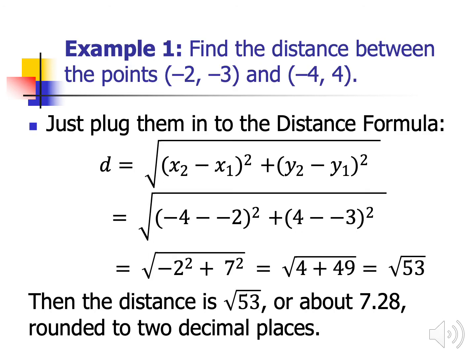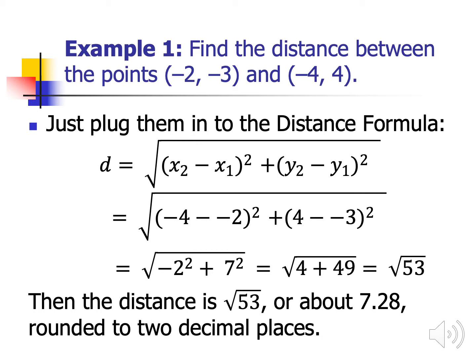So if we are asked to find the distance between the 2 points (-2, -3) and (-4, 4) using the distance formula, we will just plug it in. Our x sub 2 is -4 minus x sub 1, -2. So that's -4 minus -2. And our y sub 2 is 4 minus our y sub 1, -3. So that's 4 minus -3, squared.